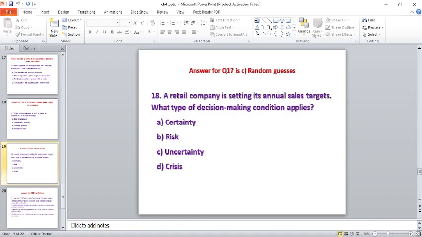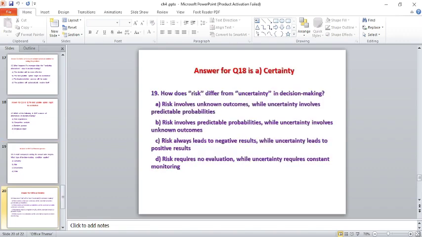Question number 18. A retail company is setting its annual sales targets. What type of decision-making condition applies? A. Certainty. B. Risk. C. Uncertainty. D. Price. The answer for question number 18 is A. Certainty.